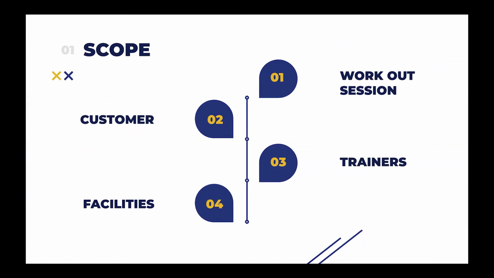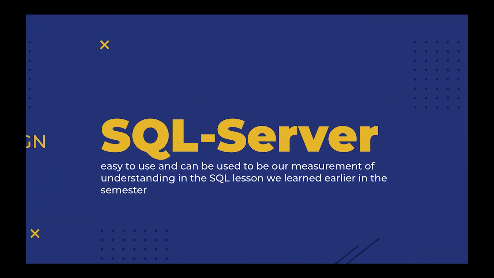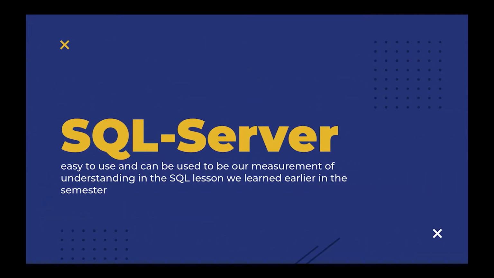So in this database, the scope is the customer of the fitness, the facility in the fitness, the session of the workout in the fitness, and the trainer. This database is for a medium-sized fitness center, so this would be all of the scope that we will cover. Next, the database design. I use SQL Server to design the database for this topic because it is easy to use and can be used as a measurement of our understanding of the SQL lessons we learned earlier in the semester.